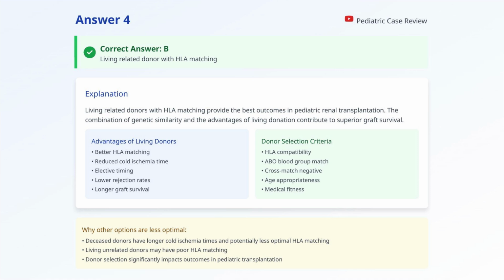The other options are less optimal because deceased donors have longer cold ischemia times and potentially less optimal HLA matching. Living unrelated donors may have poor HLA matching, and donor selection significantly impacts outcomes in pediatric transplantation.